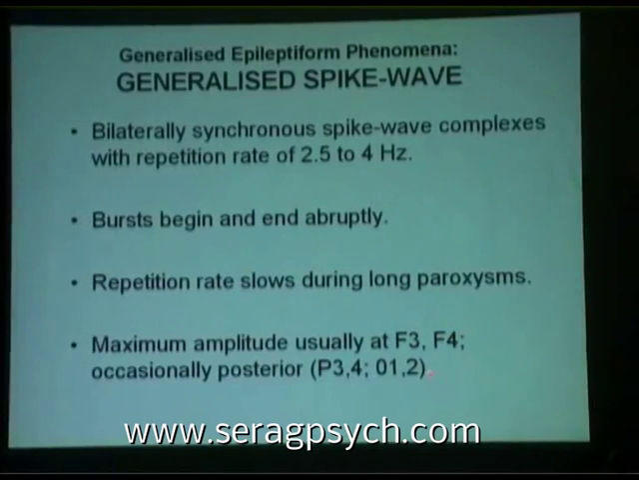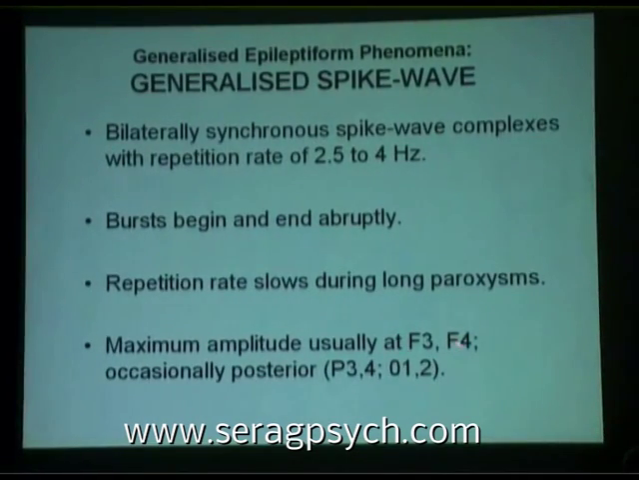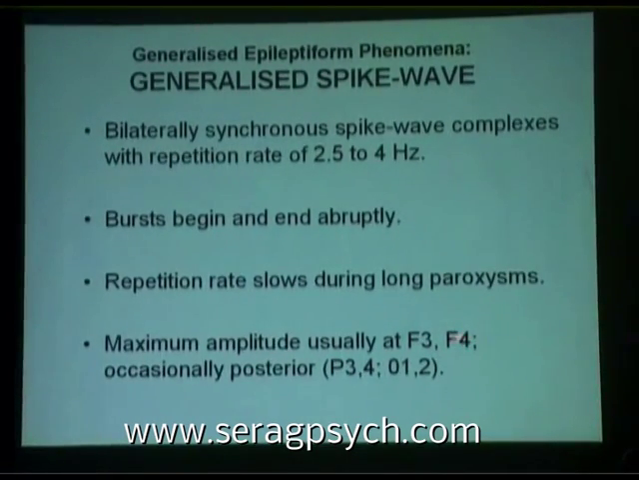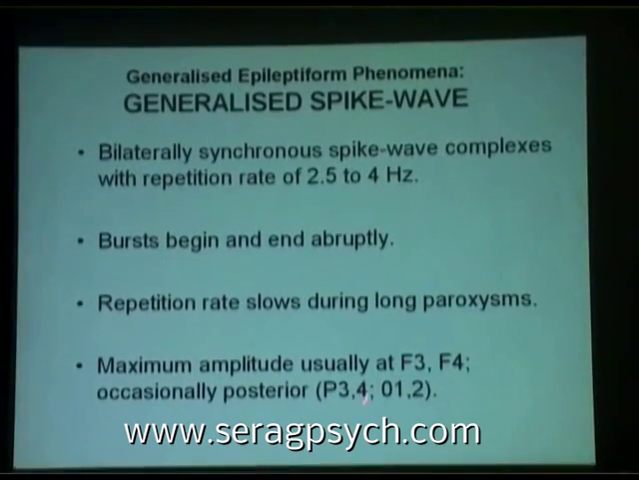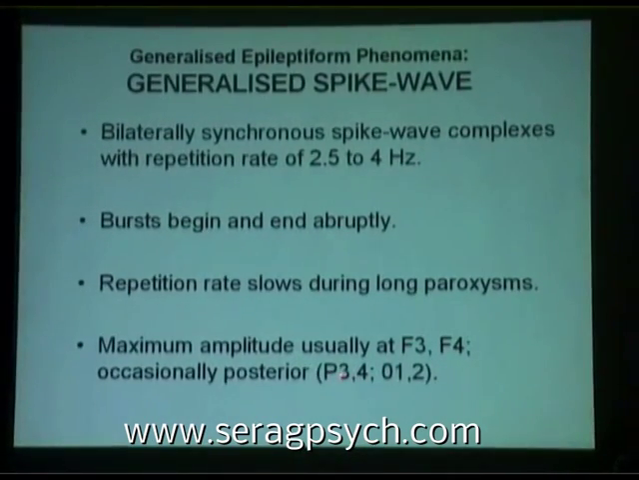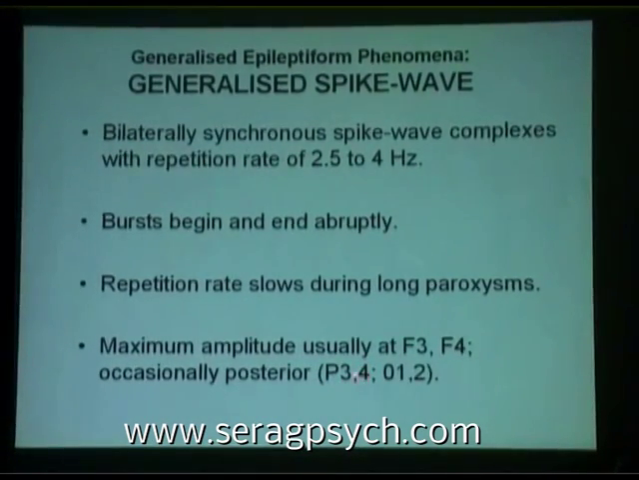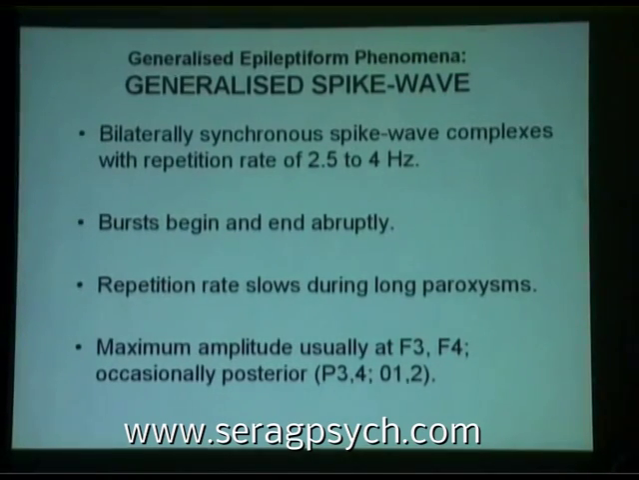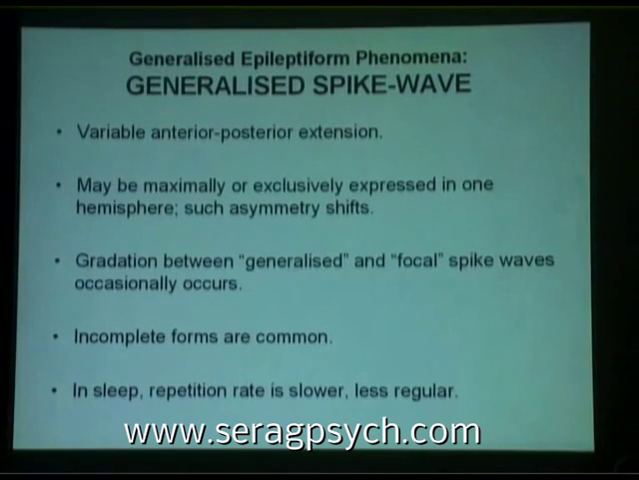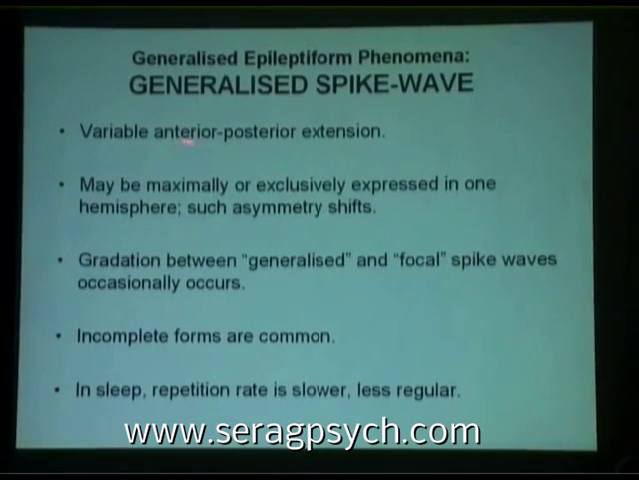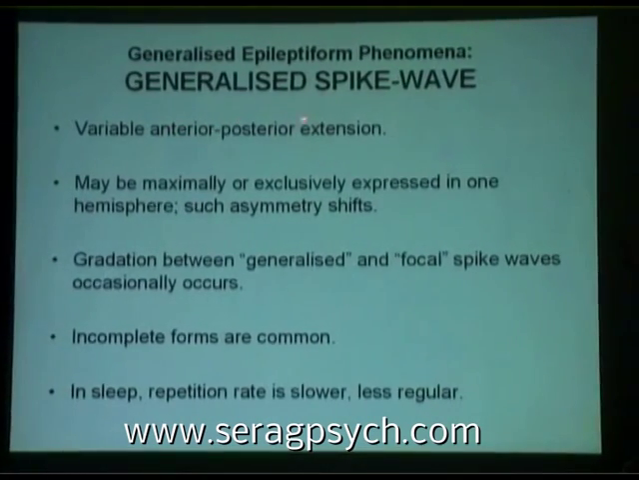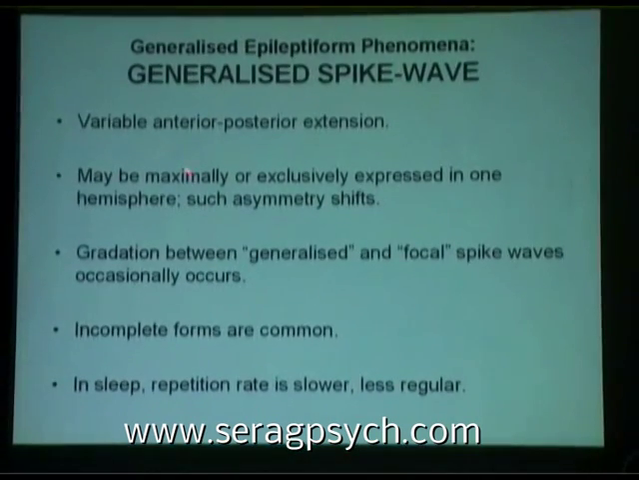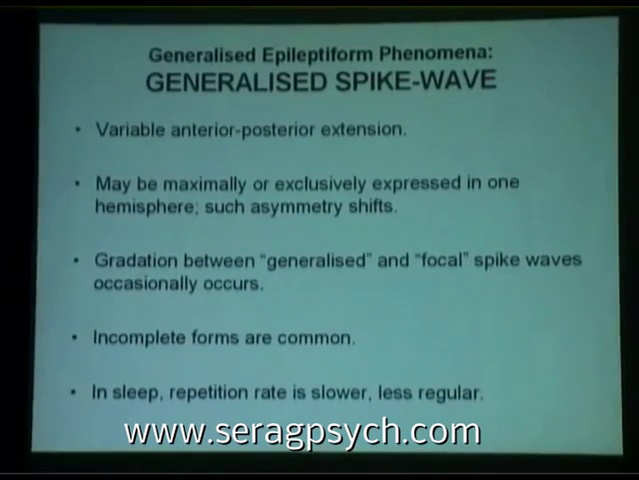Very importantly, the maximum amplitude of these is in the left and right superior frontal regions. And sometimes they're more prominent in the left and right parietal regions. It's all in the associative cortices. Next, please. So sometimes these can go quite more posteriorly, but they have a variable extension.